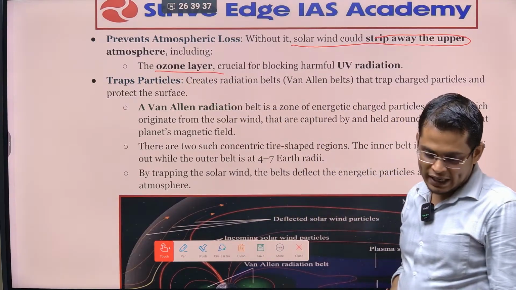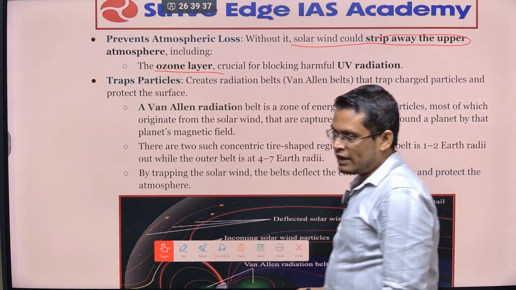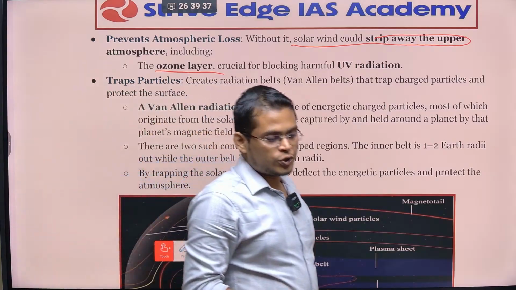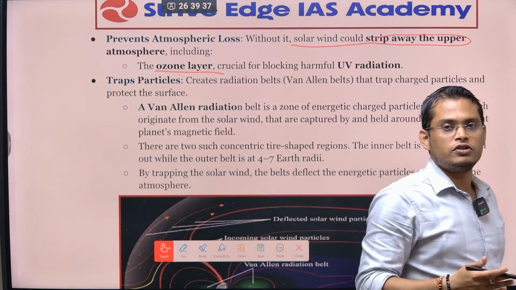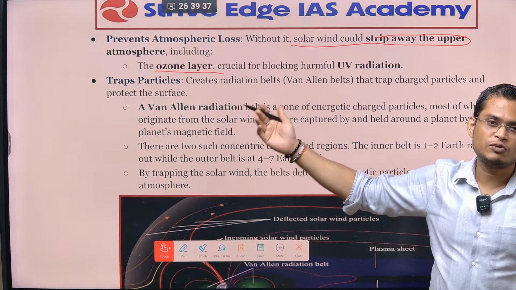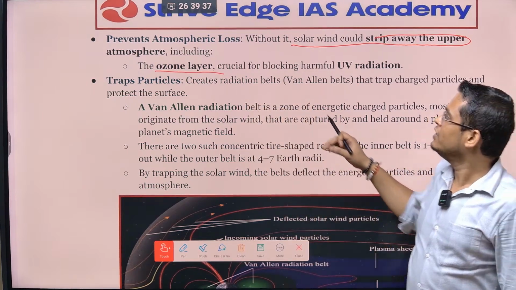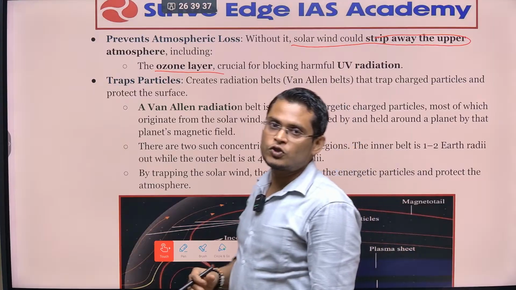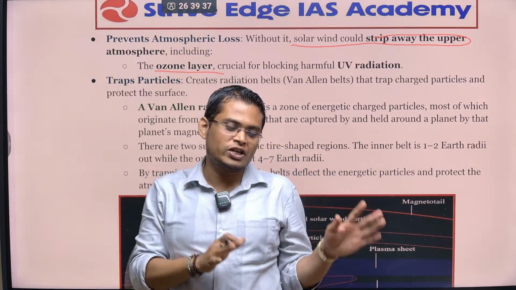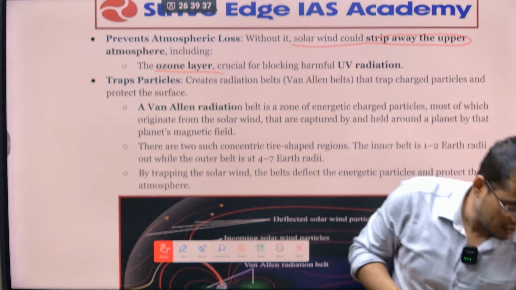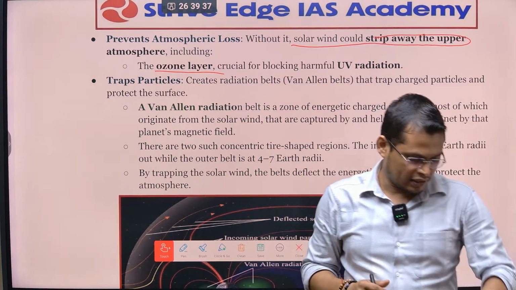Some of the planets that are very close to the sun don't have any good atmosphere. Why? Because the sun strips away all their atmospheric gases, because they don't have a good magnetic field. So this magnetic field helps us keep our atmospheric gases within our earth, and that is very much helpful for having life on this earth.